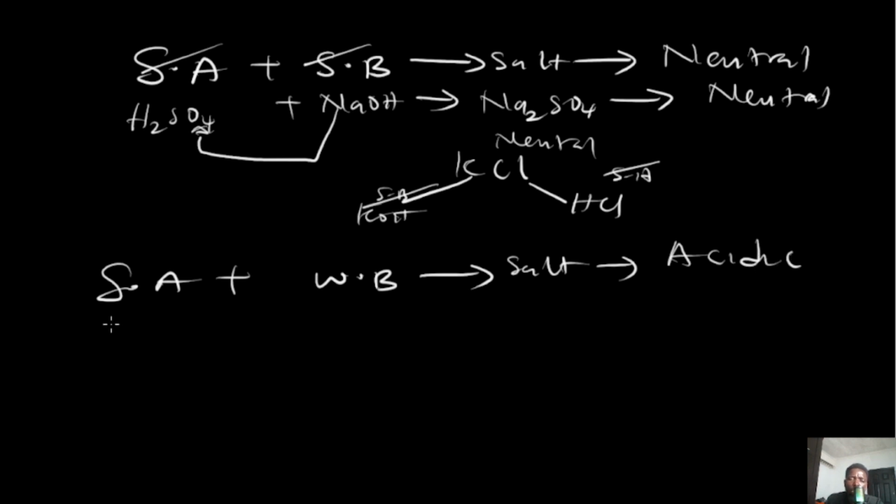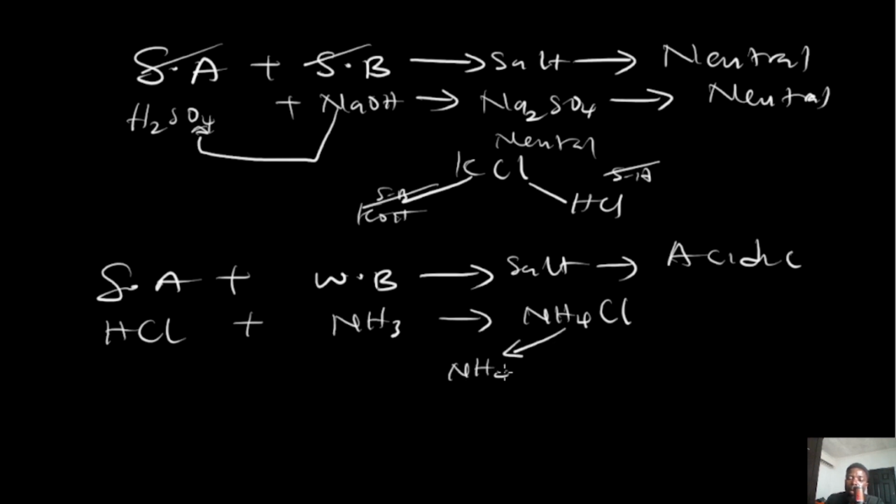Example of a salt of a strong acid: let's put a strong acid, HCl, and then introduce a weak base, ammonia. When this happens, the salt that is going to be formed is ammonium chloride. Now look at this salt. I said the cation part is from the base, so add OH. This is a weak base. The only strong bases you have are your potassium hydroxide, sodium hydroxide, and your calcium hydroxide.